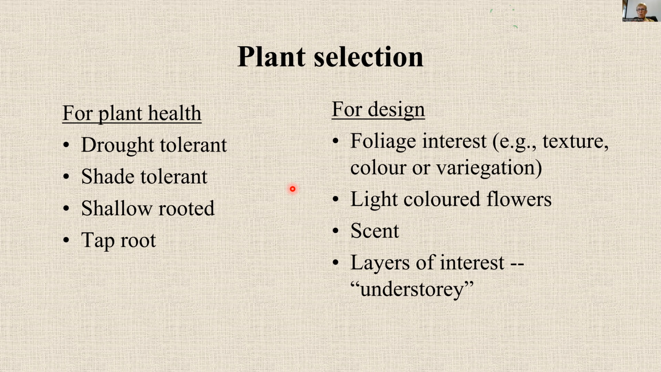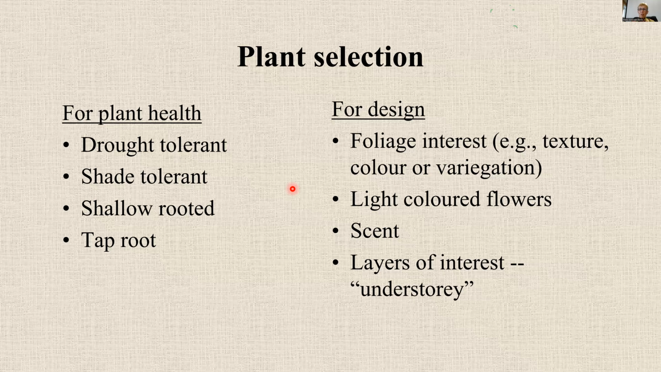And for design purposes, you want to think about foliage interest, whether it's got some texture or color or variegation, because quite often there's not a lot of blooms on shade plants. Light colored flowers will pop in a shady area. Scent is very big too for the shade, because if you don't have the visual impact of a flower, sometimes the scent will draw you in.